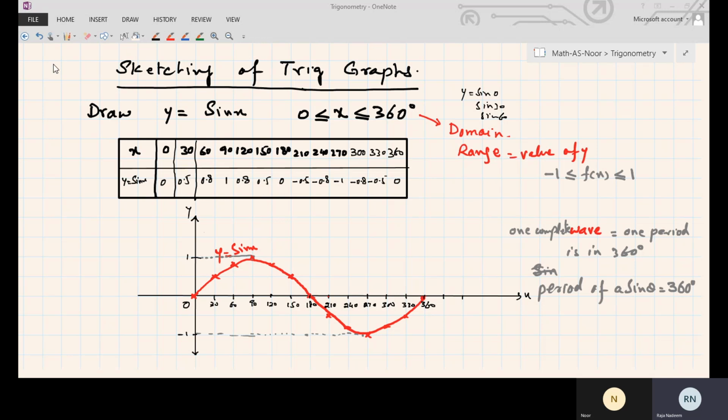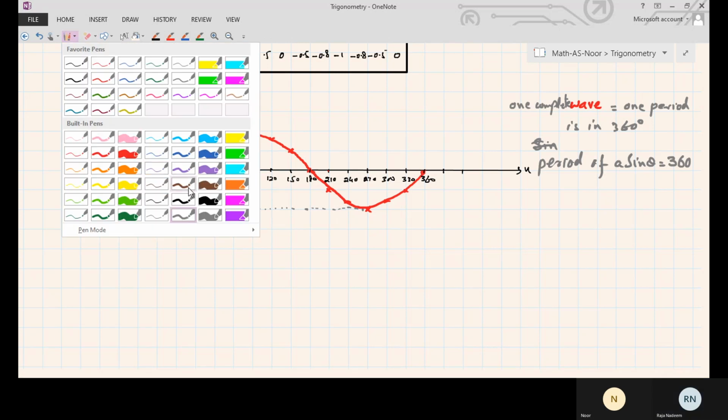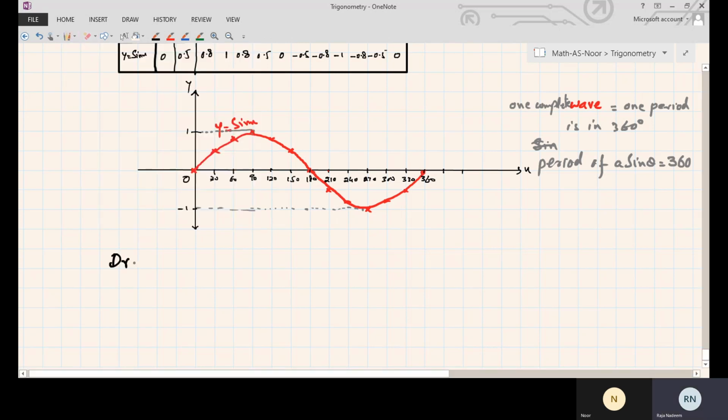So the first thing is the graph of sine. Next is, draw a graph of y is equal to cos of x.